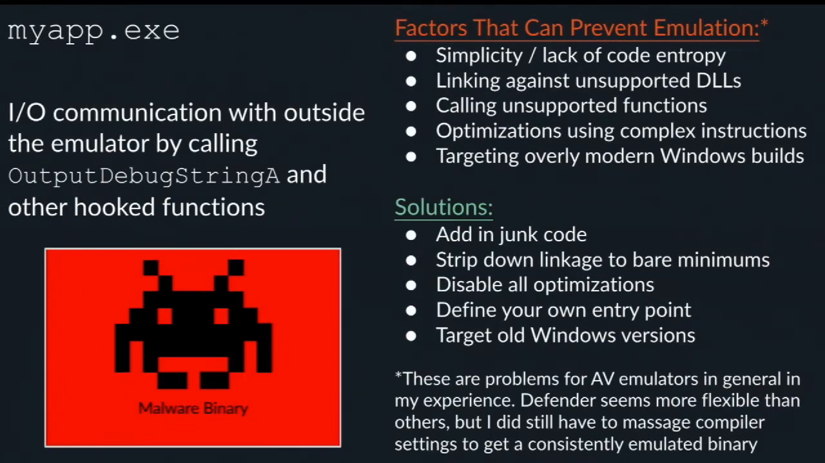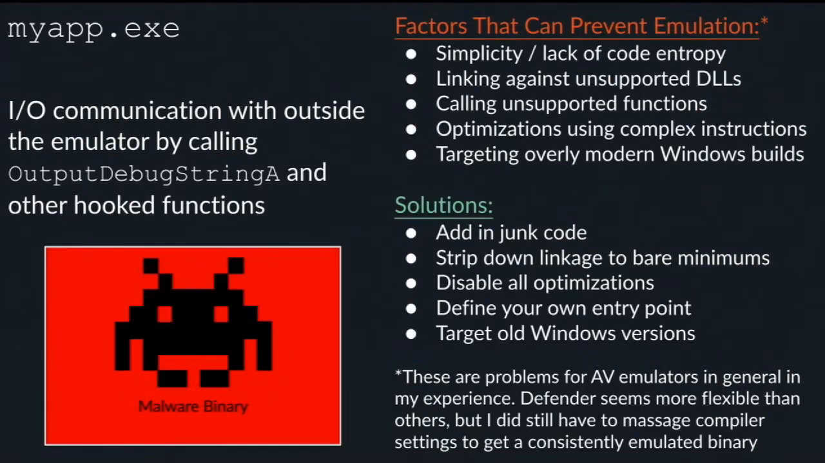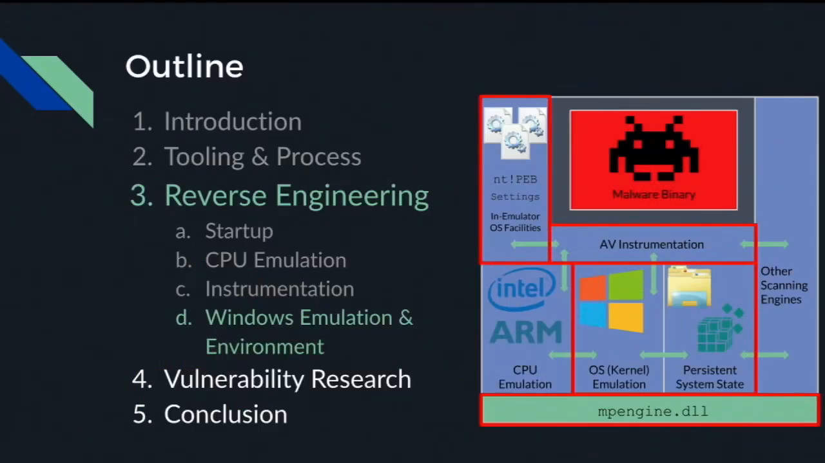So I have to build this binary, as I said. It's not as easy as you might think to get it emulated consistently. It does take massaging the linker and your compiler in order to create binaries that are consistently emulated, because Defender has a lot of heuristics that it uses to determine whether it can emulate the binaries or not. At the end of this presentation, I will release some code for your own binary that you can put inside the engine and have it run. Okay, so we have now established the basics of how our code is loaded, how it's run, and how we're able to observe what's going on inside the emulator.